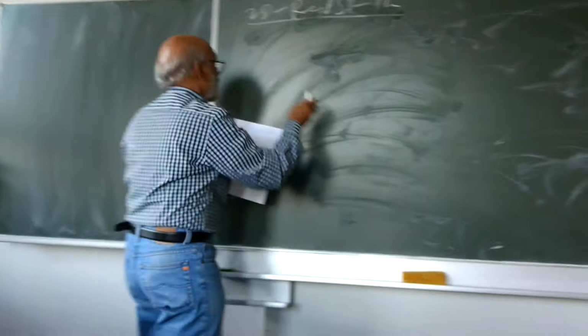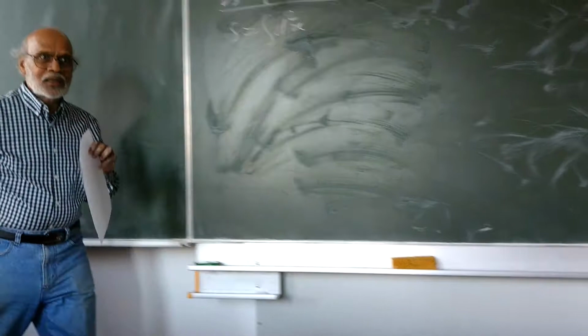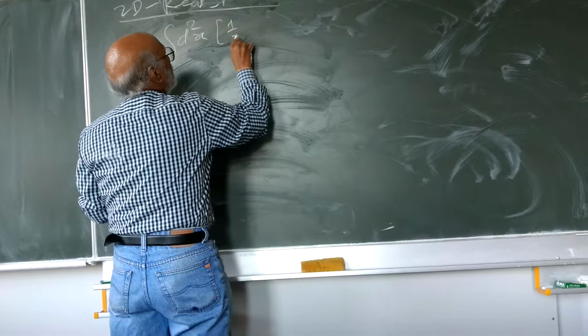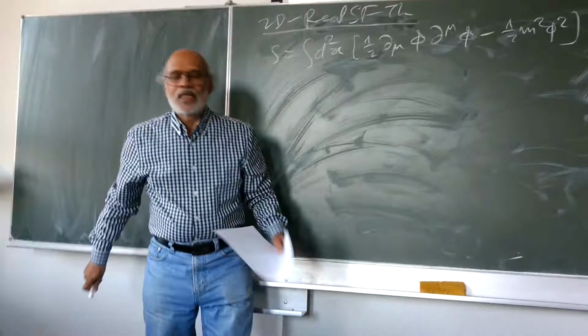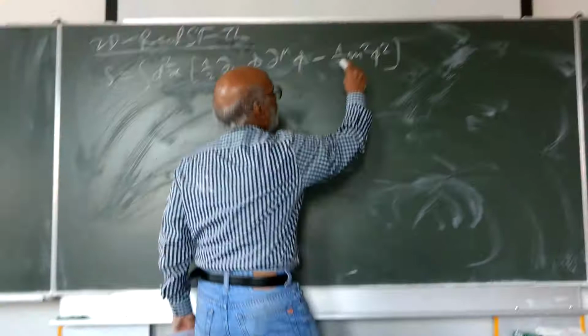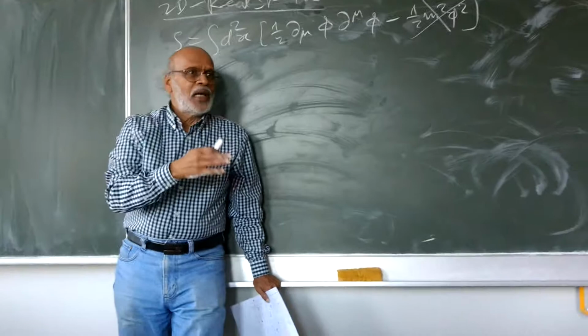So what would I do? I would write the action as ∫d²x. It's a two-dimensional field theory. And I would write 1/2 (∂_μ φ)² minus 1/2 m² φ². Now, for simplicity, let me not consider the mass term. Let me say it's a massless scalar field. So I have a massless scalar field.